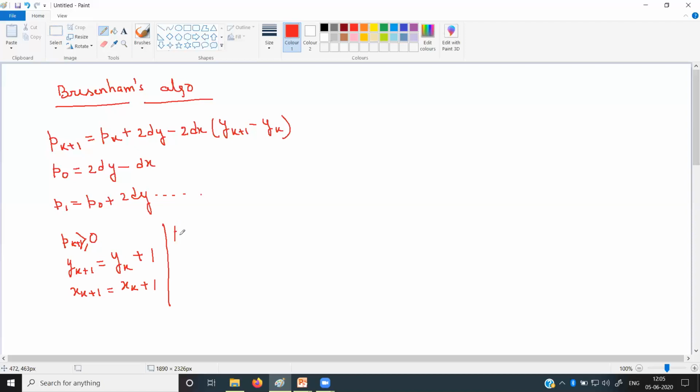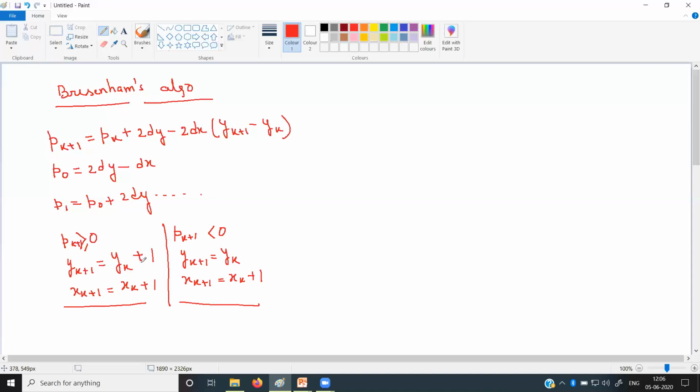Alternatively, if P of k plus 1 is less than 0, less than 0 means the Y value is very close to yk. So the Y value at the k plus 1th iteration will be the same as the Y value of the previous iteration, and the X value at the k plus 1th iteration will be nothing but xk plus 1. So these two are the equations used. This is the entire logic we have to use to compute the points on the line segment using the Bresenham algorithm.